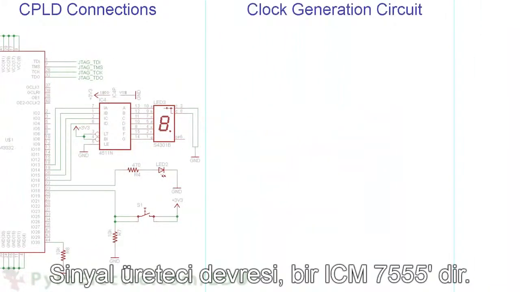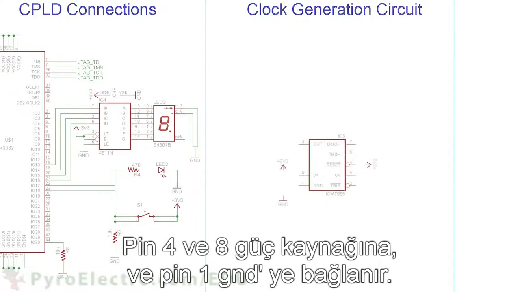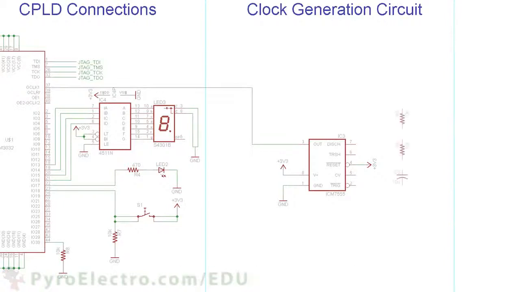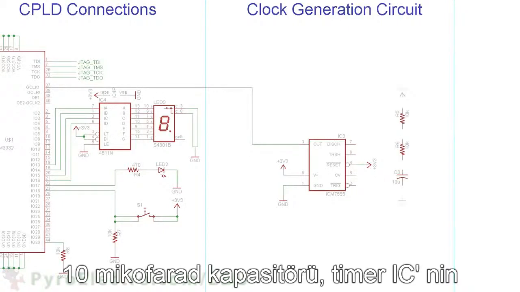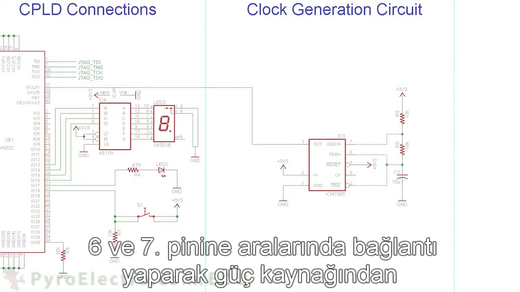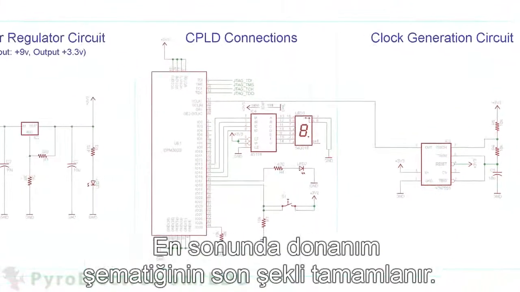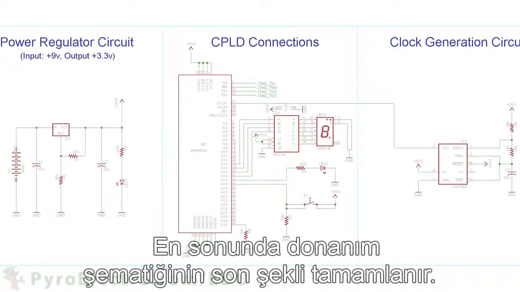The clock generation circuit is an ICM 7555 with pins 4 and 8 connected to power, and pin 1 going to ground. Pin 3 is the clock signal for our CPLD, going to pin 37. Then we have two 10 kilo ohm resistors and a 10 microfarad capacitor connecting from power to ground, with connections in between them going to pins 6 and 7 of the timer IC. And finally, that completes the hardware schematic.